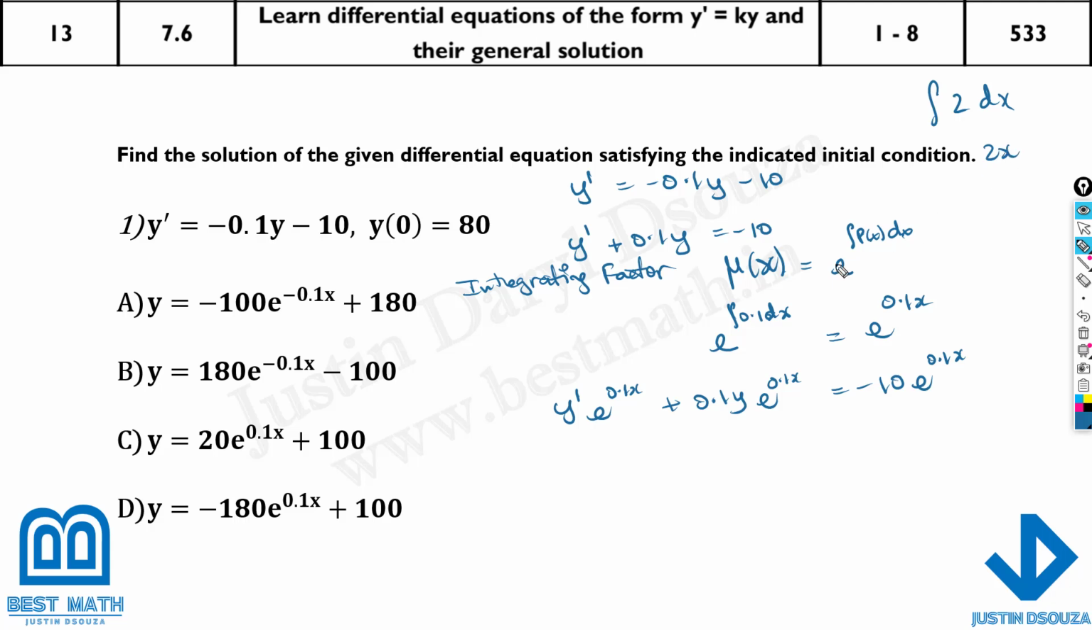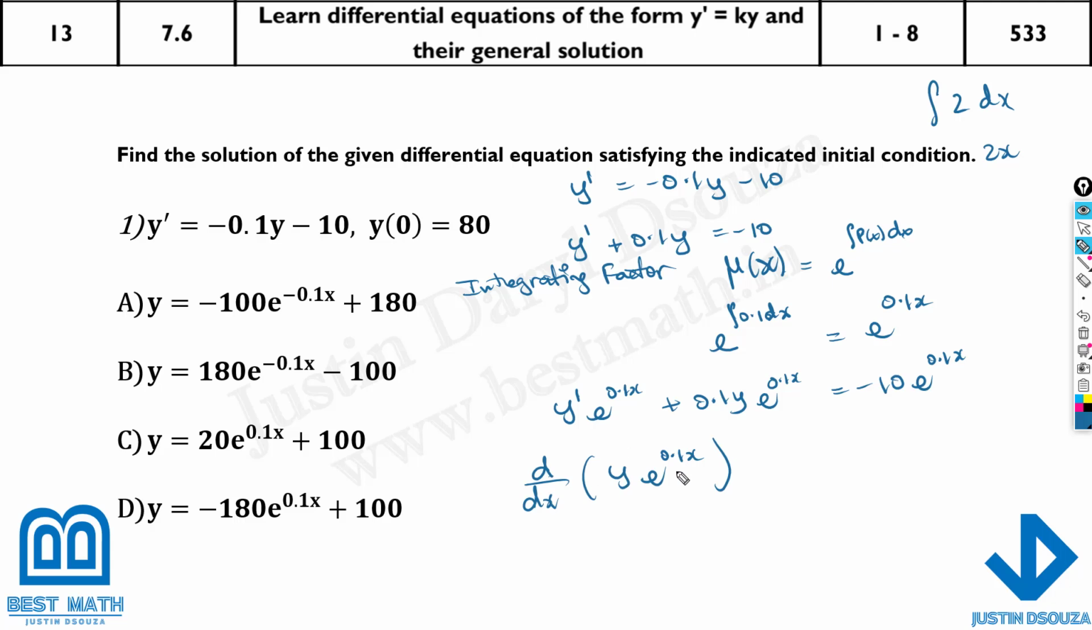This is 2x, isn't it? Same way, 0.1, 0.1x. Now I have to write this out. Now I have to multiply this throughout the above equation. Now then, if you look carefully, this is basically a derivative with respect to x. I can take this as d by dx of, say, y and e to the power 0.1x.